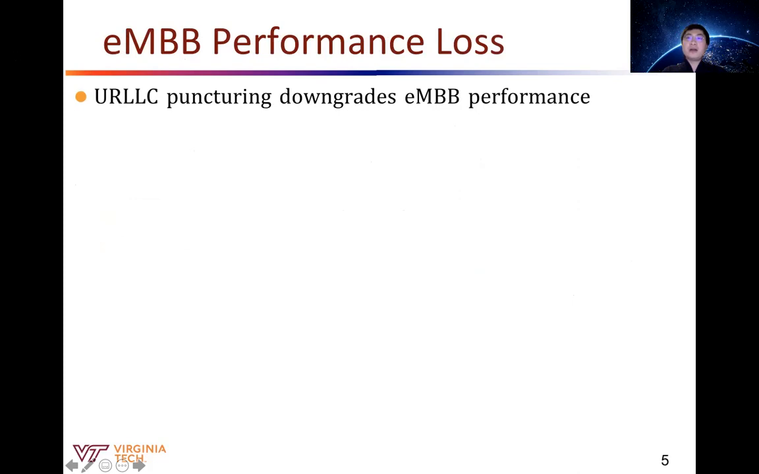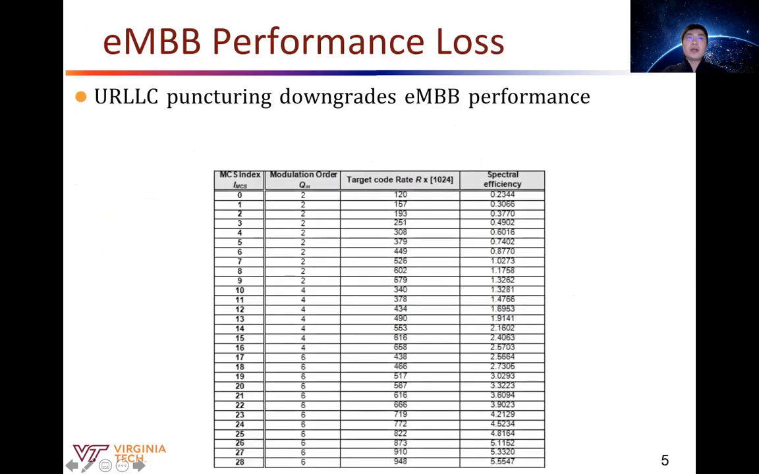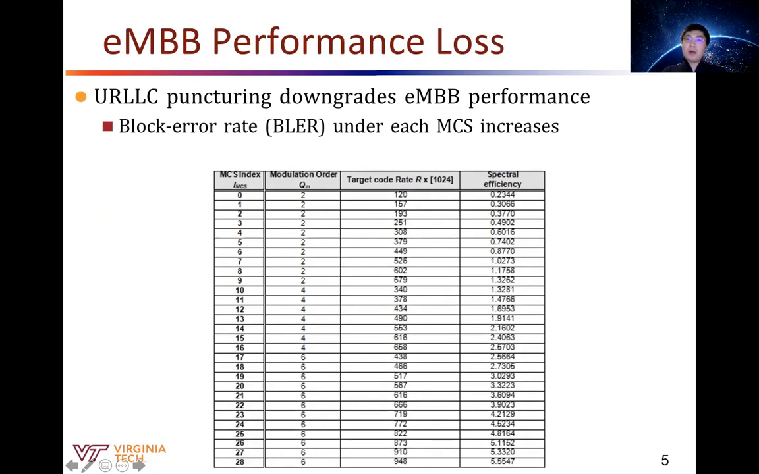5G standards define 29 levels of modulation and coding schemes, or MCS. Each eMBB transmission is assigned one of the 29 MCS levels to match the channel quality on its allocated resources. Link level simulation results show that under URLLC puncturing, the block error rate, or BLER, of each MCS increases, which corresponds to a worse link reliability. On the other hand, the achieved data throughput under each MCS decreases due to the puncturing.